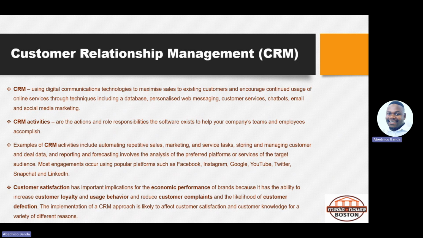Okay. So customer relationship management is using digital communication technology to maximize sales to existing customers and encourage continuous usage of online services through techniques including a database, personalized web messaging, customer services, chatbots, email, and social media marketing. Data sets.